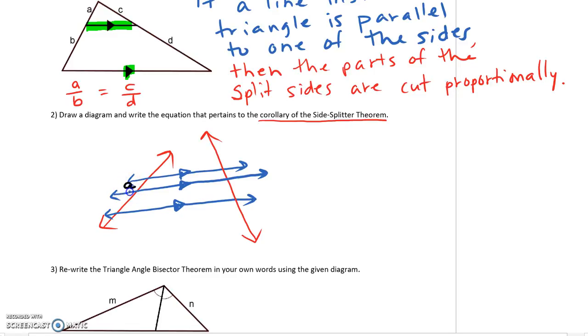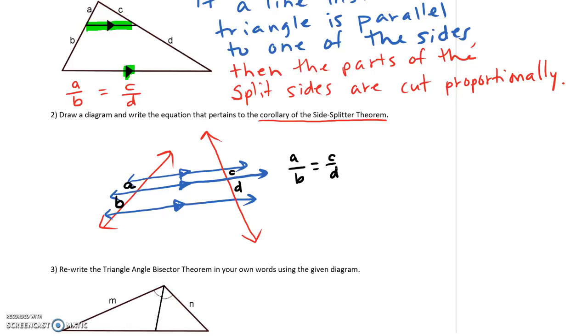I still have a little A and a little B and a little C and a little D, and A over B equals C over D. So a diagram and the equation for the corollary. It's the same idea, just know that like the two parts don't have to be parts of a triangle. They could just be in between parallel lines.